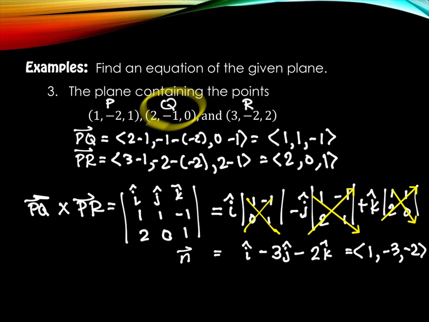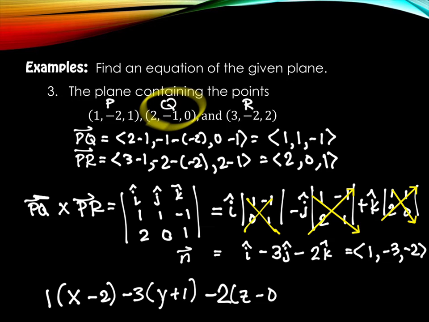So when we find this, we're going to take the normal vector's x component, or i component, which is 1, and we're going to multiply it by x minus the x value at Q, which is 2, plus the normal vector's j component, which is negative 3, so that's actually minus 3, times y minus the y component, which is negative 1, so this is y plus 1. And then I have the z component, so it's minus 2, and z is 0, so it's z minus 0. This is the line.